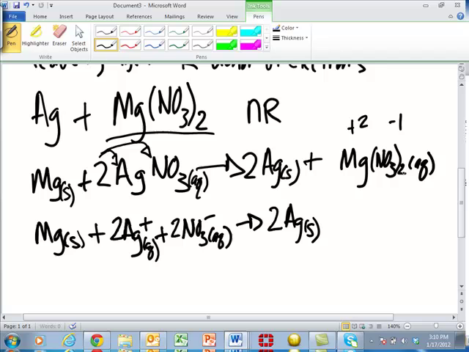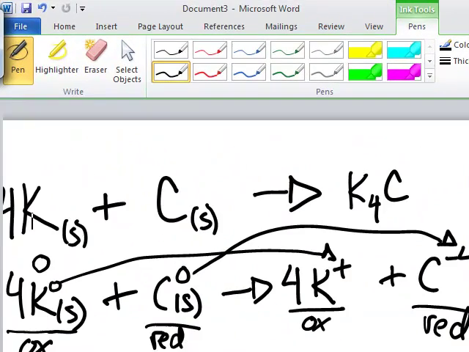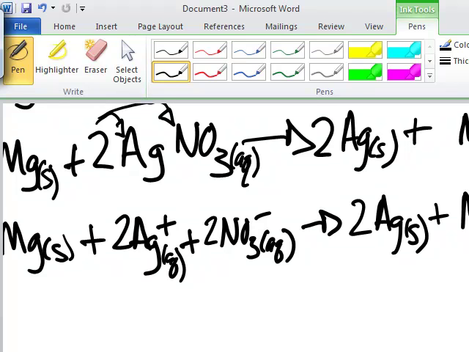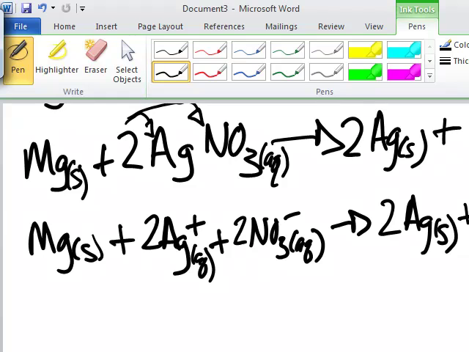That yields on the right 2 silver, but now magnesium's got a charge because it's part of the compound. So we have 1 magnesium, which is a +2, and we have 2 nitrates, which are -1. Okay?